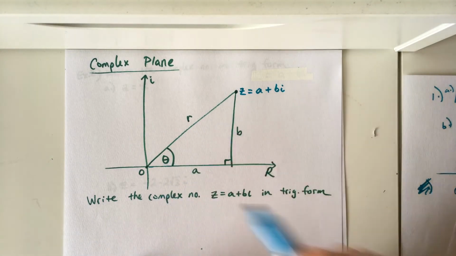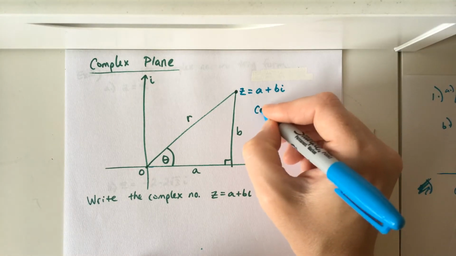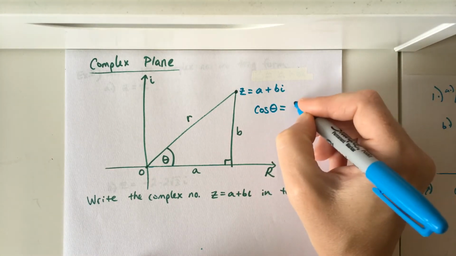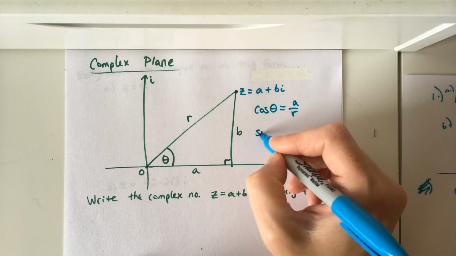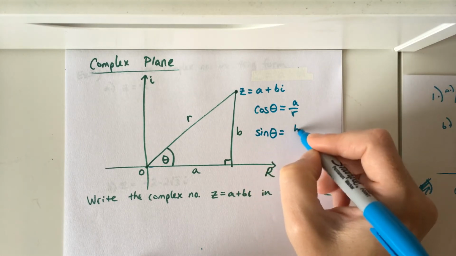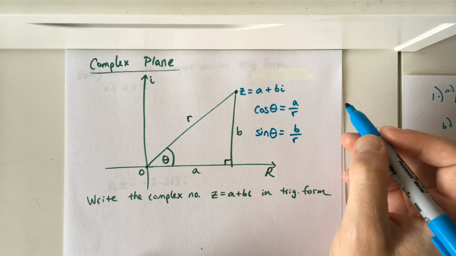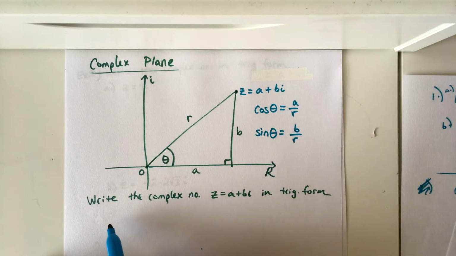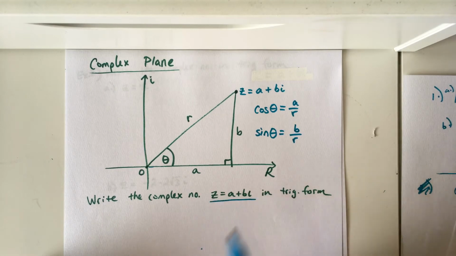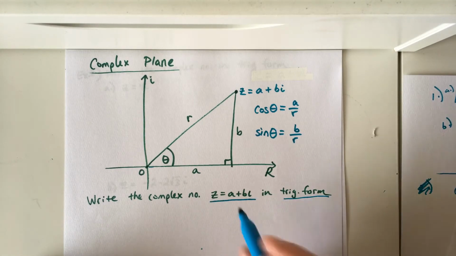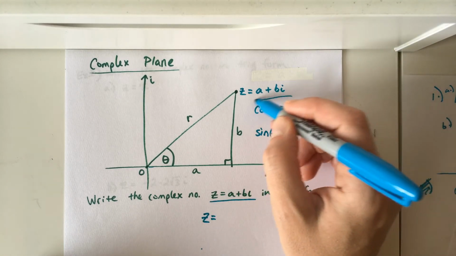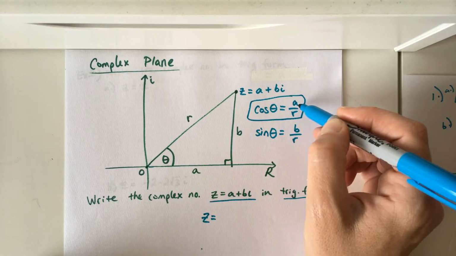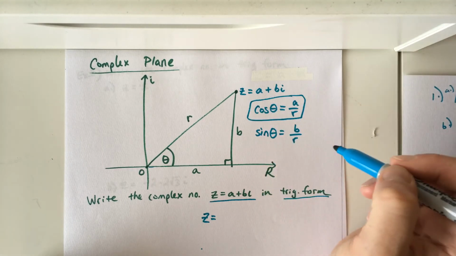So we can use this triangle to write a couple of formulas. We can think about the cosine of theta being the adjacent over hypotenuse. And we can also think about the sine of theta being the opposite over the hypotenuse. So now, if we want to think about writing this complex number, a plus bi, in trig form, we're just going to use a little bit of substitution. We're going to use z equals, and instead of a, if we solve this equation for a, a is equal to r cosine theta.